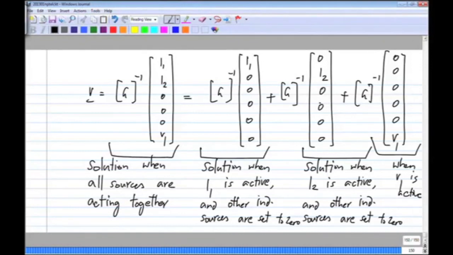So this is the superposition theorem. What it says is, if you have a number of independent sources in a circuit, the solution when all of them are active can be obtained as the sum of solutions when each one is active and all the others are set to 0. So you can activate the sources one by one and set all the other sources to 0. In this case, you first do the analysis with I1 only and I2 only and then V1 only and add up all the solutions, and this works for any circuit that is linear.